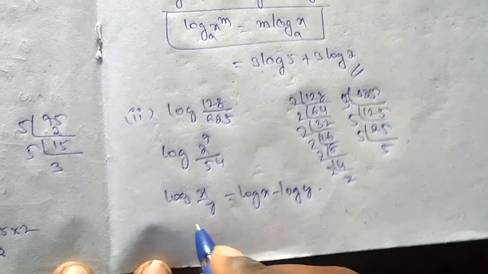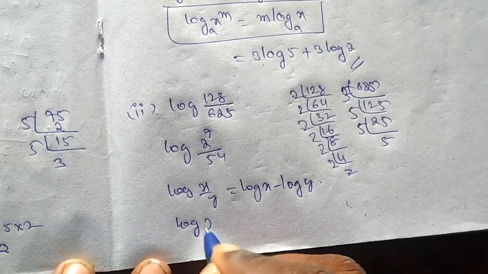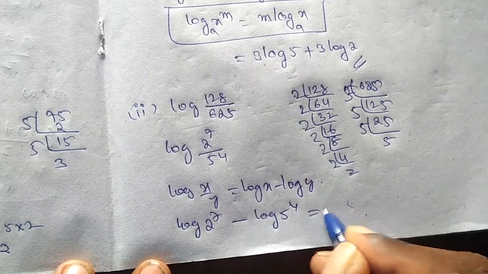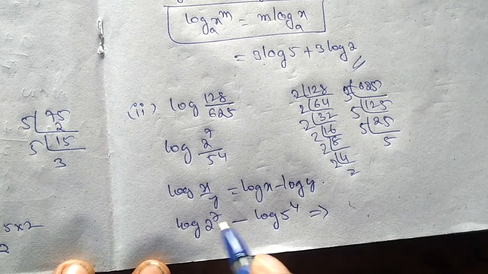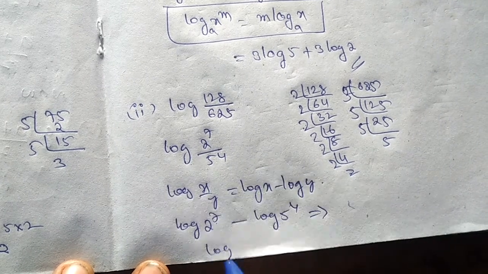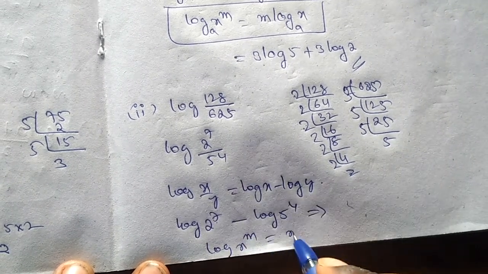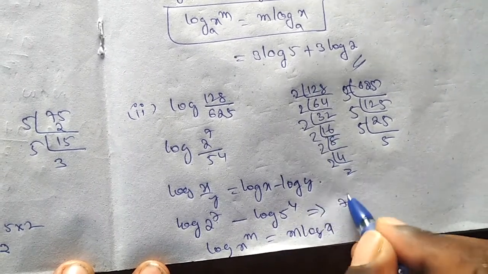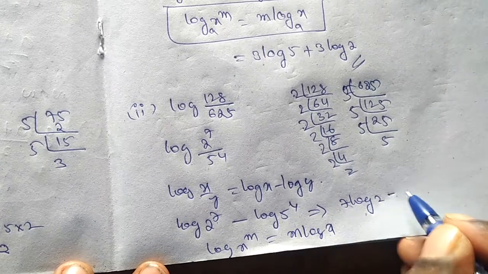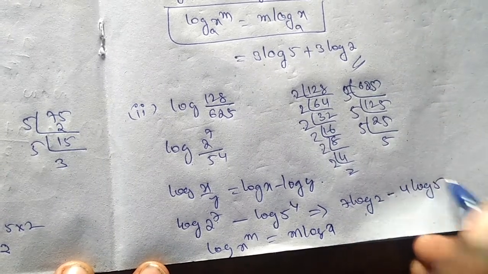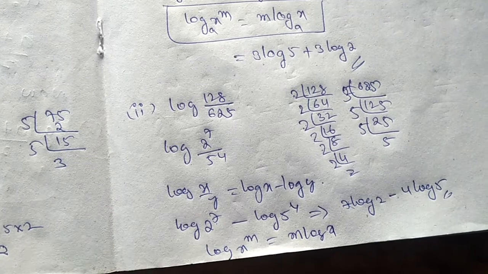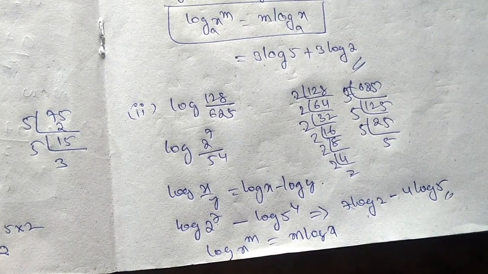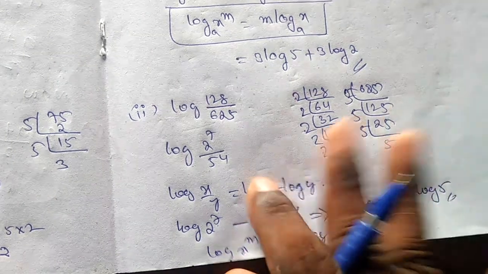So you can write log 2 to the power of 7 minus log 5 to the power of 4. Here we have log x to the power of m, that is equal to m log x. So 7 log 2 minus 4 log 5. This is the expansion form of log 128 by 625.